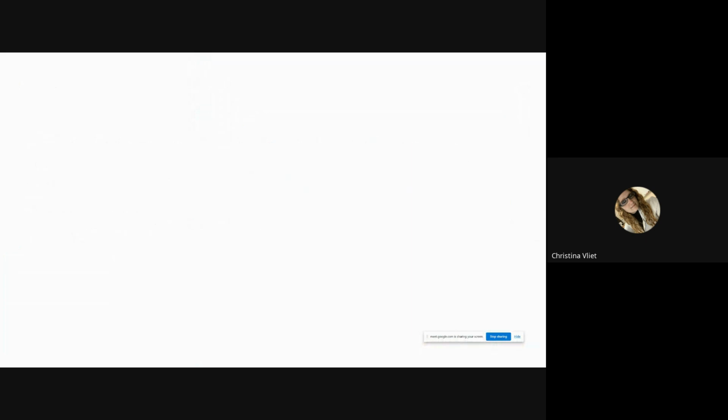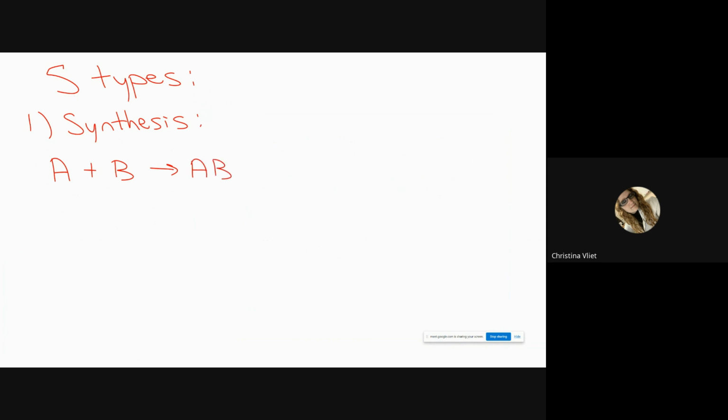So just looking at the 5 types of chemical reactions. Let's start with number 1, synthesis. Do you think it is always, sometimes, or never redox? Let's take a look at synthesis. If A plus B goes to AB, the answer is sometimes. So sometimes. I'm going to give you an example of one that is and an example of one that's not.